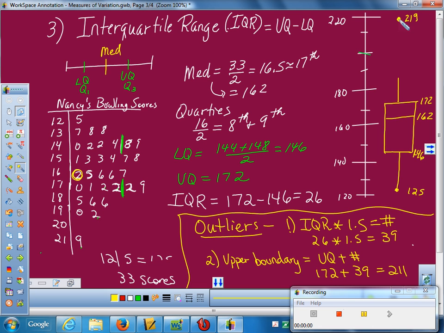Okay, where do I draw the whisker to then, if I can't draw it to 219? You have to go to the next actual number in the data, not to the 211. 211 wasn't actually part of the data. The next number in your list of data is 192. So you're going to draw it to 192 now, which is way shorter. So now you can see, oh, most of my data was right here in this whisker. I just had one wild number out there. It makes it much more understandable to see how spread out your data is.